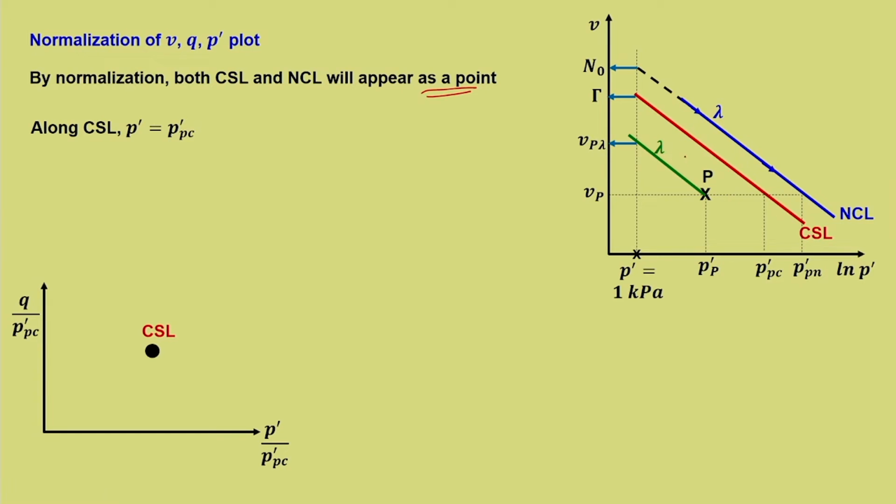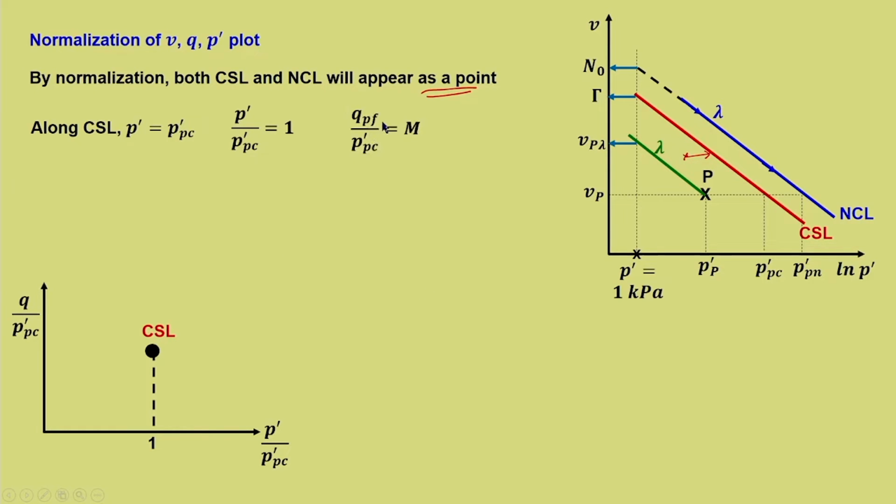So, any point we take, let us say take this point, again this is P dash Pc. So, P dash is equal to P dash Pc. So, P dash upon P dash Pc is equal to 1. So, this is not going to change. So, this 1 is represented by this particular point. So, you have a line along P dash upon P dash Pc equal to 1. So, that is fixed for a critical state line.